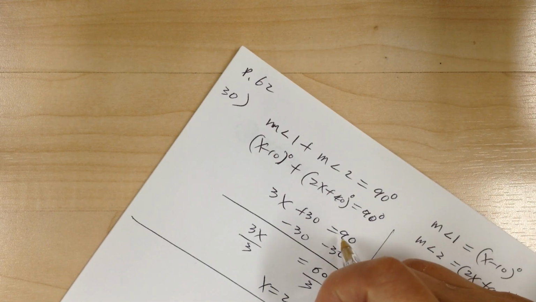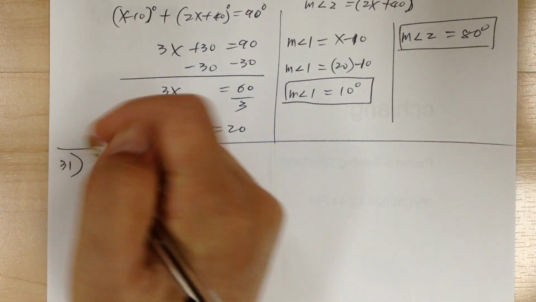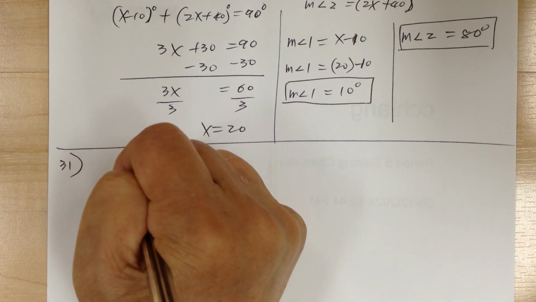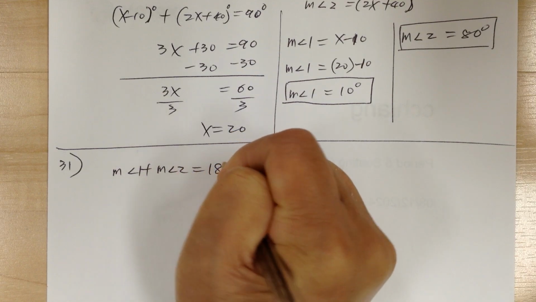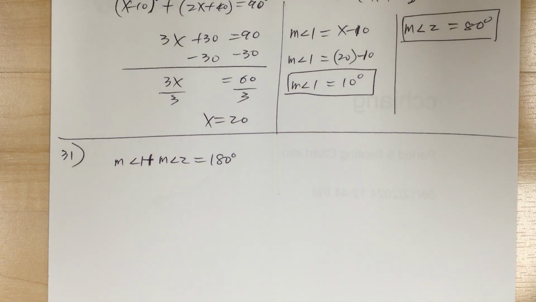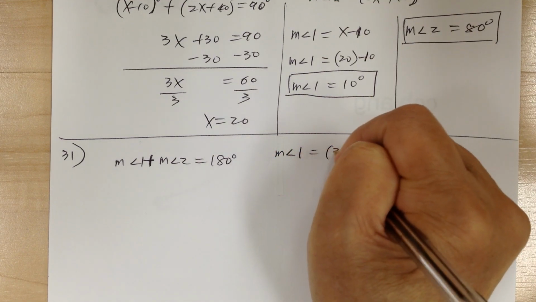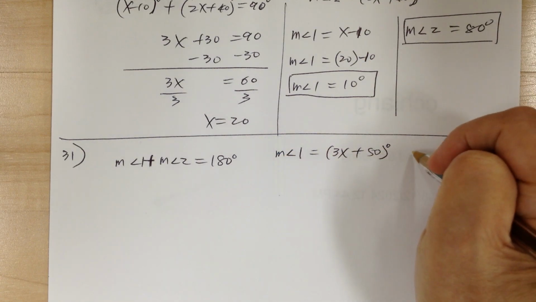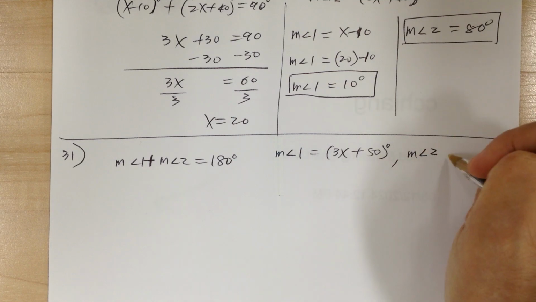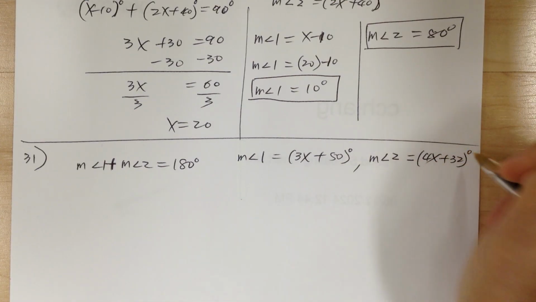Okay, let's go to number 31. Angle 1 and angle 2 are supplementary angles, so that means they equal 180 degrees. Measure of angle 1 equal to 3x plus 50 degrees. Measure of angle 2 equal to 4x plus 32 degrees.